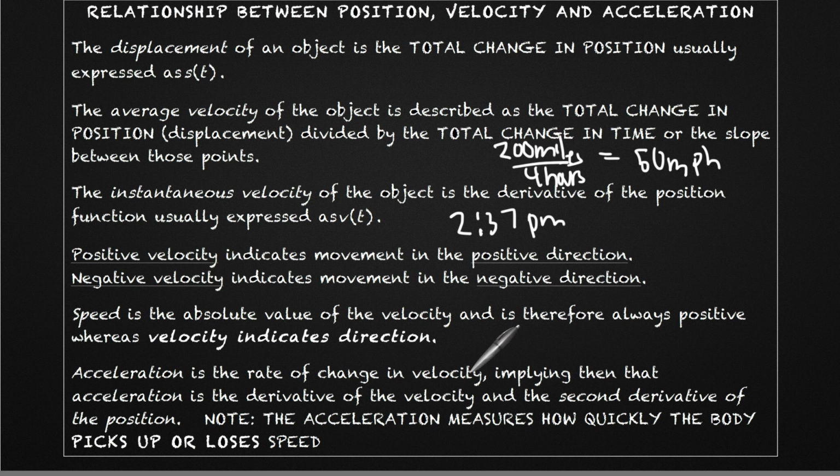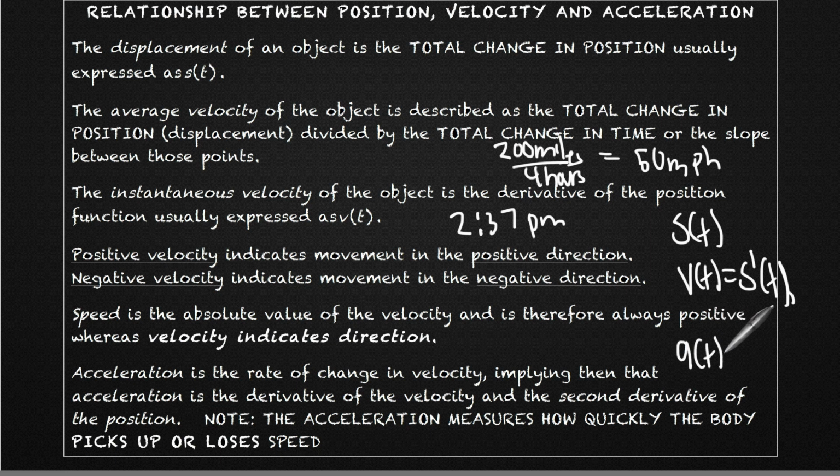Acceleration is the derivative of the velocity. So the idea is that you have S of t, and then the velocity is the derivative of the position. And the acceleration is the derivative of the velocity, which is by default the second derivative of the position. And so these are the relationships that you're going to need to use for the next few problems.